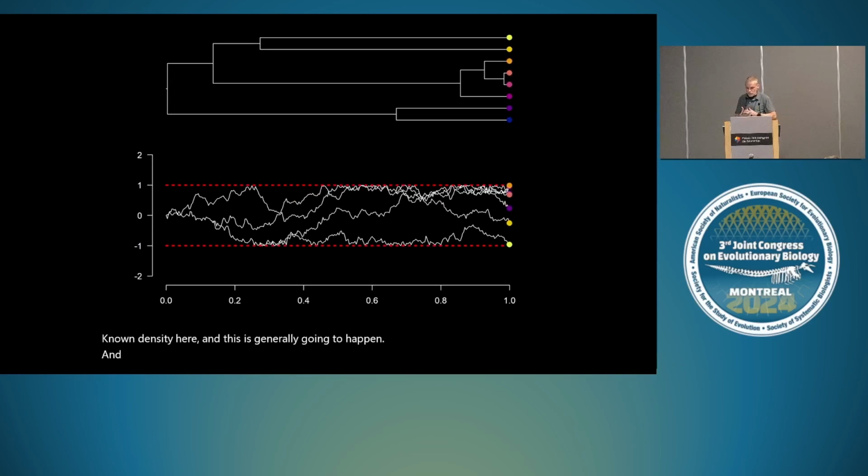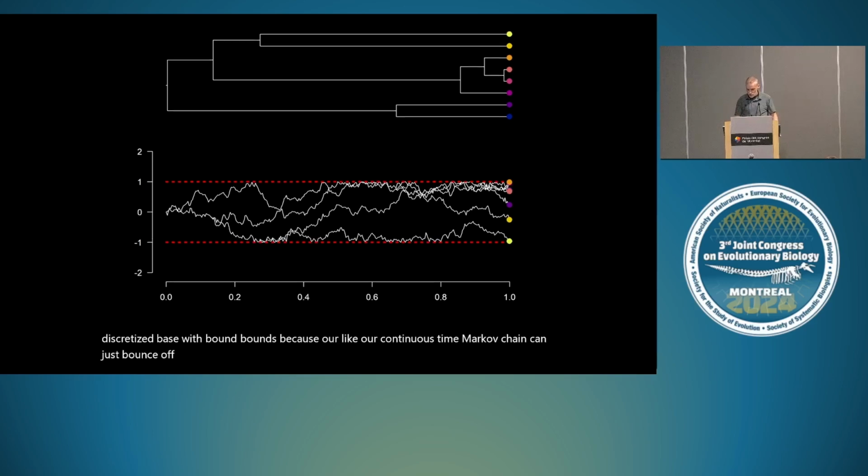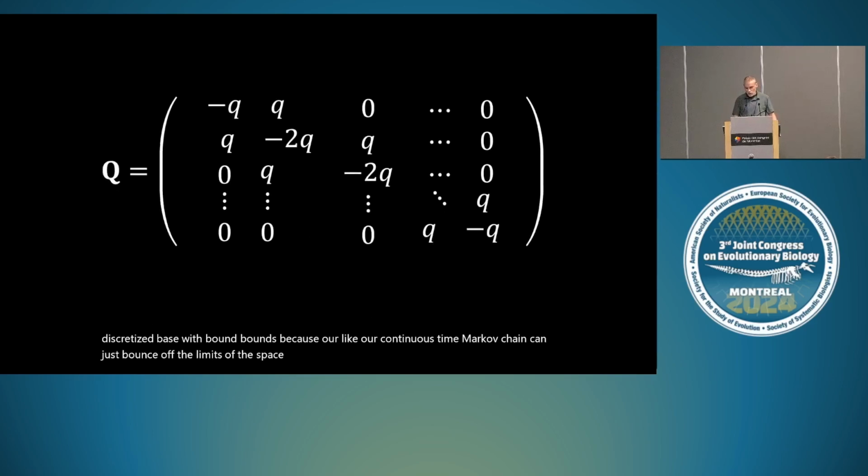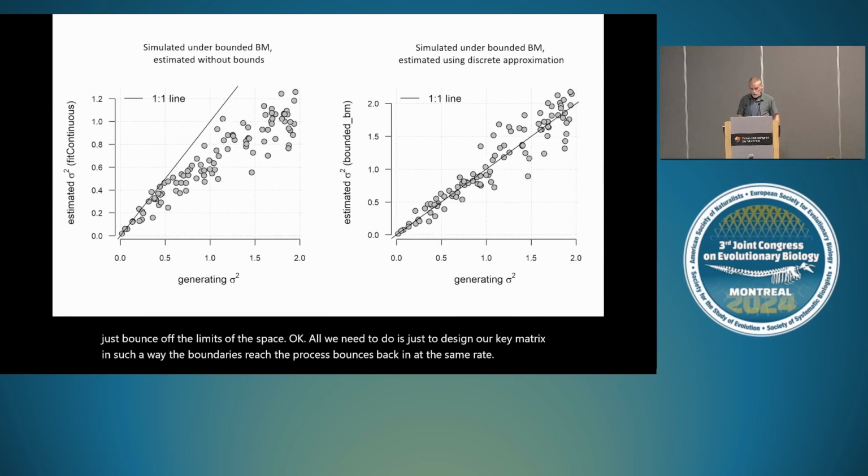And so how does this help us to fit a bounded Brownian motion model? Well, even as I described great difficulty in obtaining the probability density in our continuous space, there's no trouble at all in finding the probability distribution in a discretized space with bounds, because our continuous time Markov chain can just bounce off the limits of the space. All we need to do is design our Q matrix in such a way that when the boundary is reached, the process bounces back in at the same rate. And there's no problem, and it works.